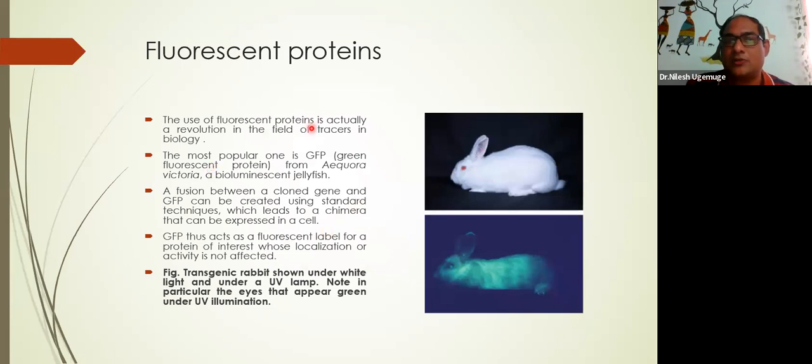As I have mentioned about the fluorescence protein, you can see here. This is a rabbit who has eaten some fluorescence protein, and with the help of that, some of the diseases can also be identified.